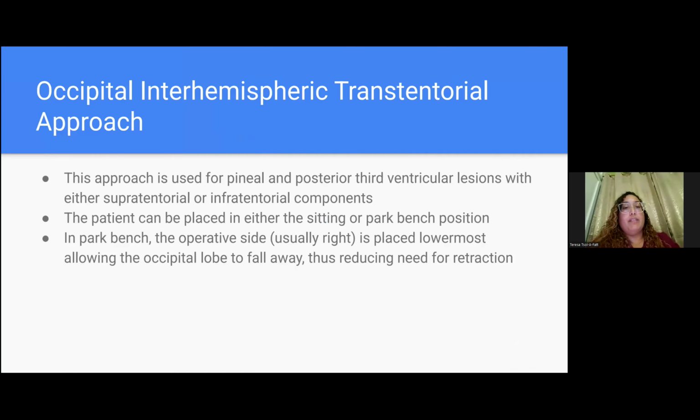Next, we have the occipital interhemispheric transtentorial approach. Now, this approach is usually used for pineal and posterior third ventricle lesions with either supratentorial or infratentorial components. So the patient could either be sitting or in a park bench position. In a park bench position, though, the operative side is usually right and is placed lowermost, allowing the occipital lobe to fall away, reducing the need for retraction.